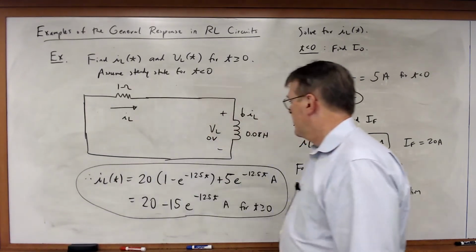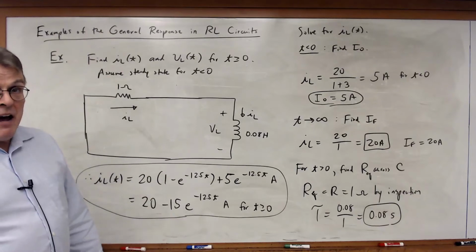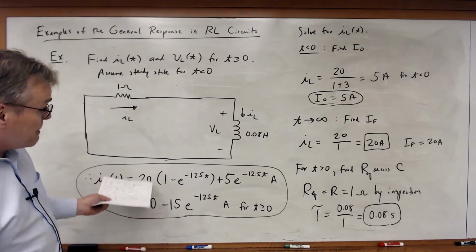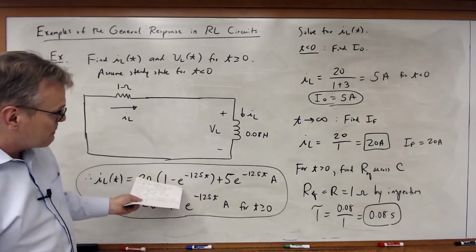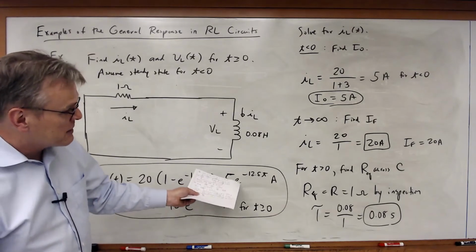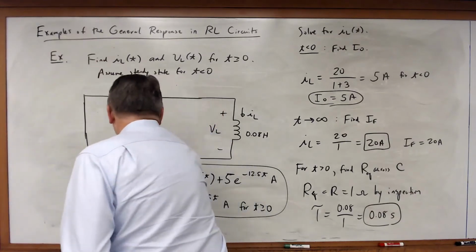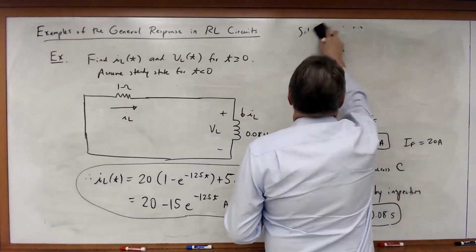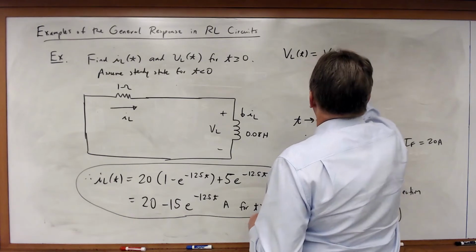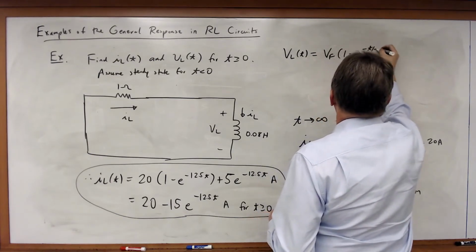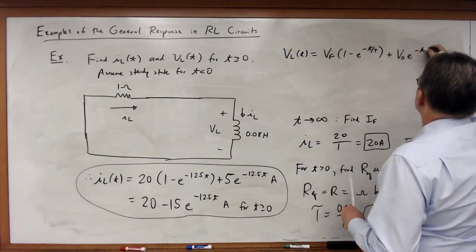And there's my solution. Now I also want to know what VL is. What I cannot do is say VL is equal to initial condition times 1 minus e to the minus t over tau plus the final condition times 1 minus e to the minus t over tau plus initial condition times e to the minus t over tau. Can't do that. I cannot write this equation. VL of t is equal to V final times 1 minus e to the minus t over tau plus V initial times e to the minus t over tau.